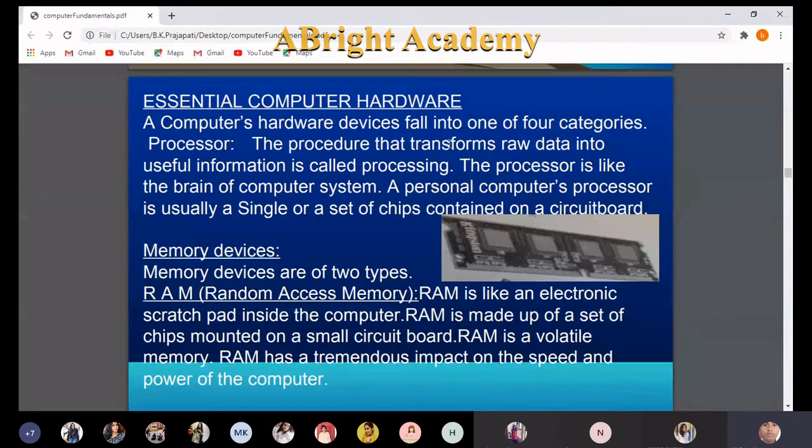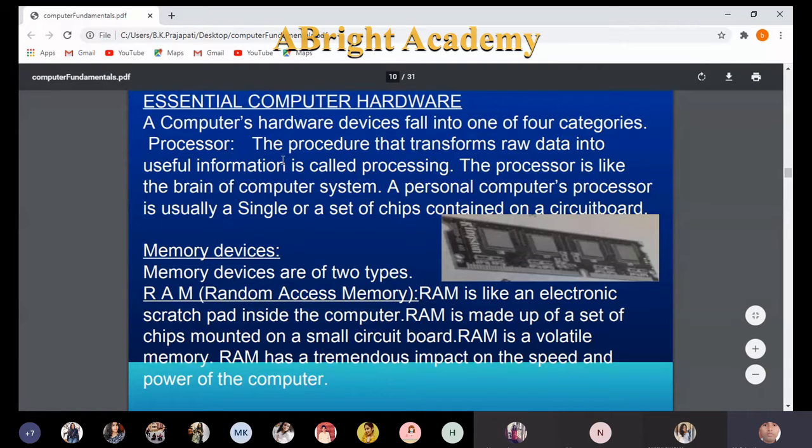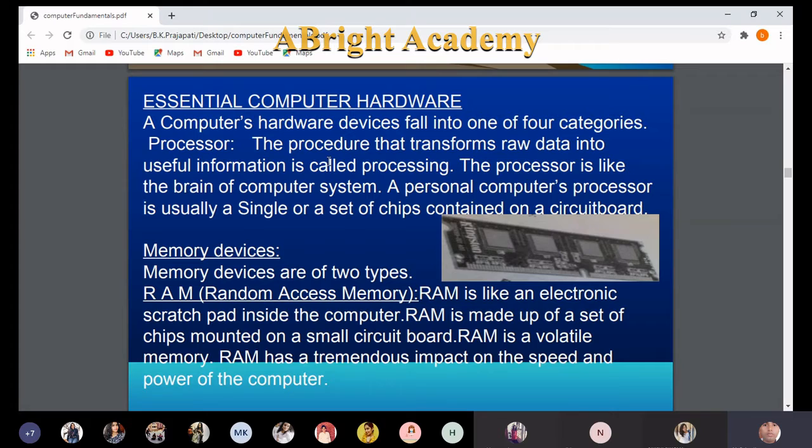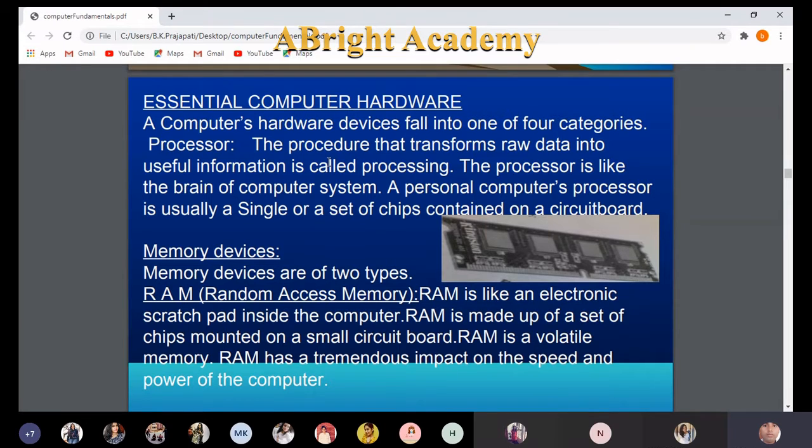Then essential computer hardware. A computer hardware device falls into one of four categories: processor. The processor that transforms raw data into useful information is called processing. The processor is like the brain of the computer system. A personal computer processor is usually a single chip or set of chips contained on a circuit board. Here the circuit board is given.